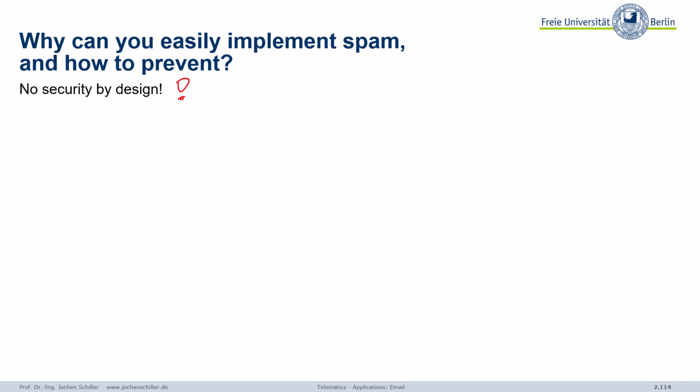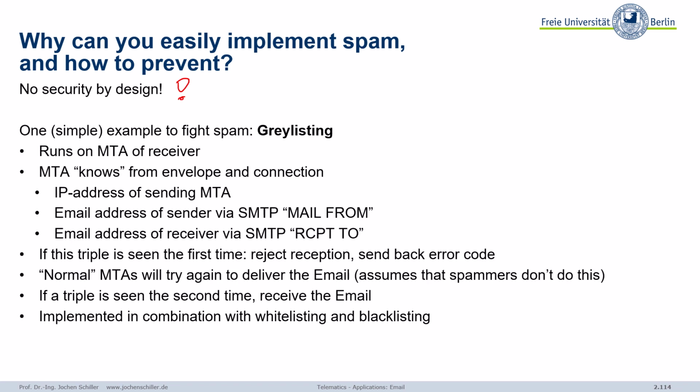A simple example of what you can do to fight spam is called greylisting. What does it mean? Greylisting is quite often used. It's very, very simple. The big advantage is that it runs on the MTA of the receiver. So you can implement this, and this is used by many mail providers. So it says, okay, the MTA reads three things from the envelope. One is the IP address. So that's the first thing, of the sending MTA.